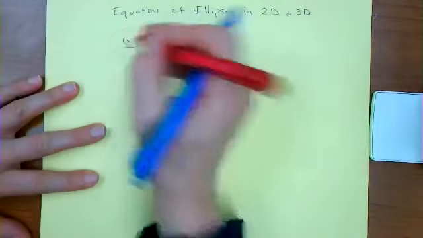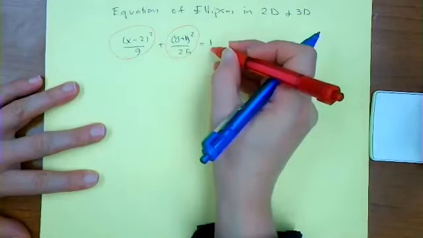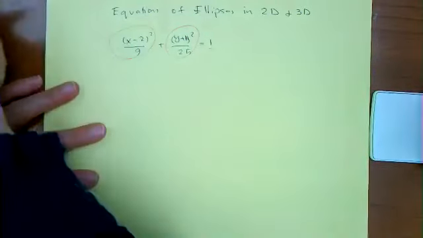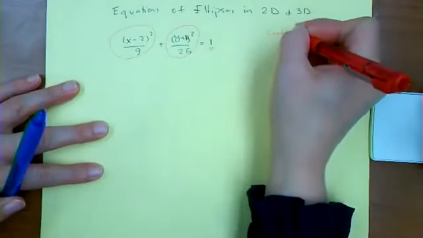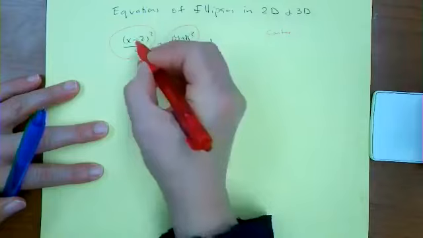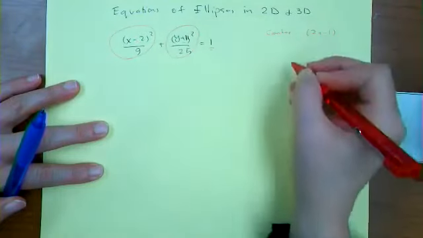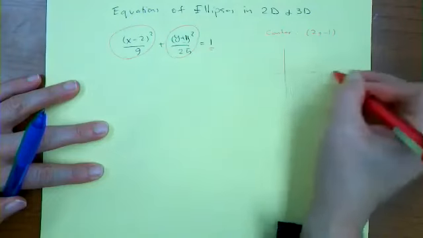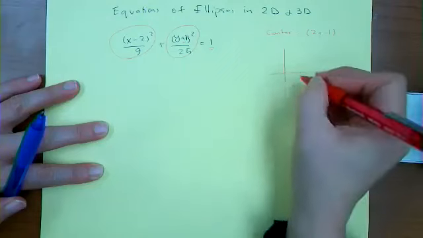What is the standard form? Standard form is a complete square plus another complete square equal to 1. If I want to graph this, this is an ellipse with center (2, -1).